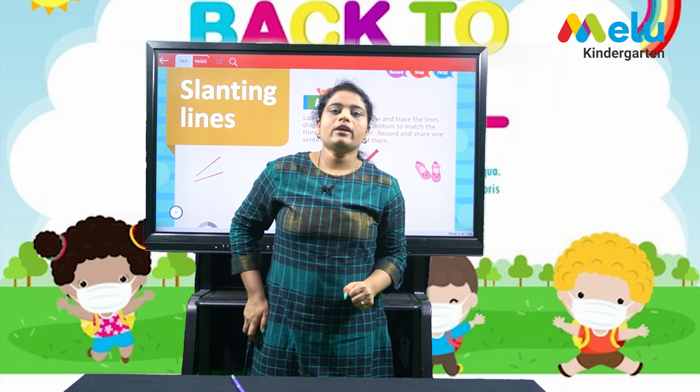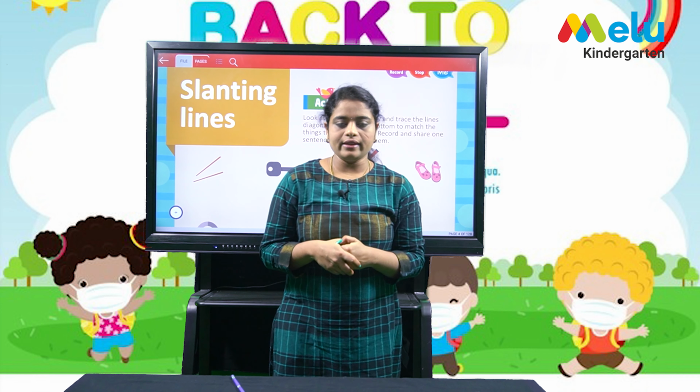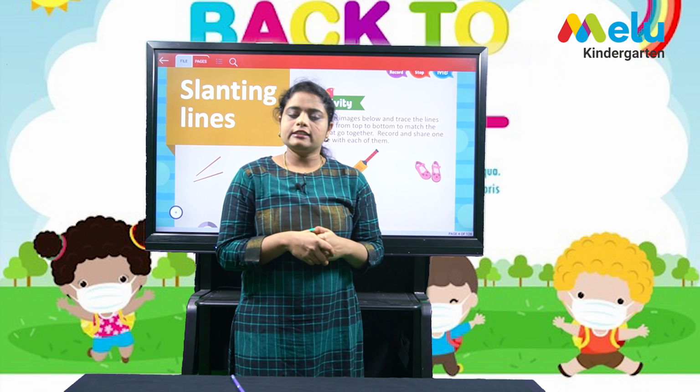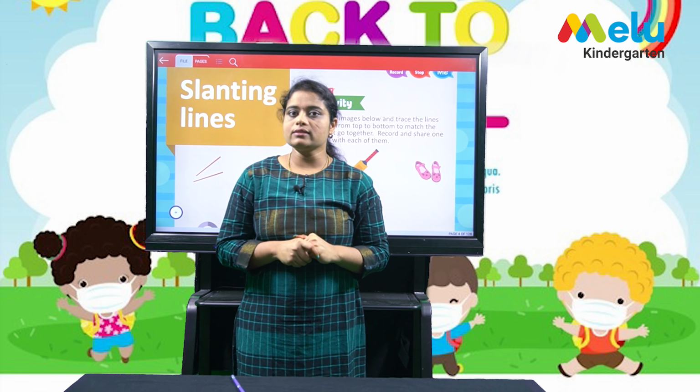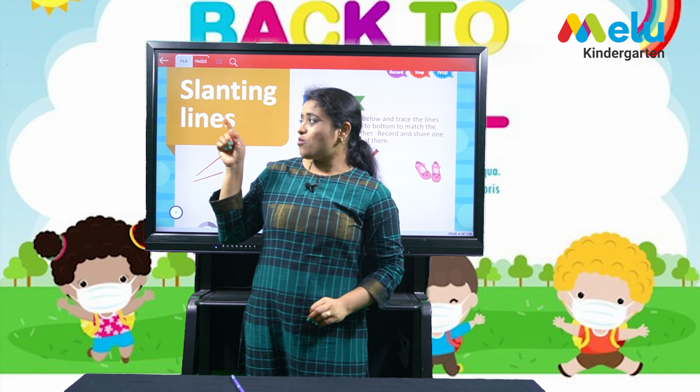So, children, we learned how to trace right and left slanting lines. So, now let's see some examples where we can see these slanting lines. Okay. Children, what are these?